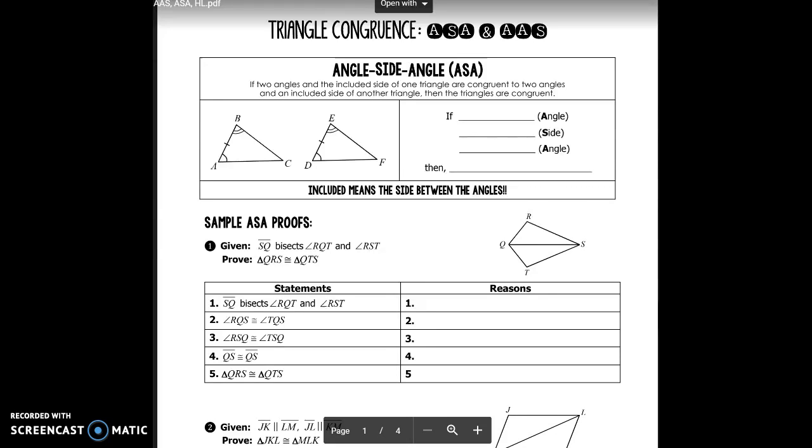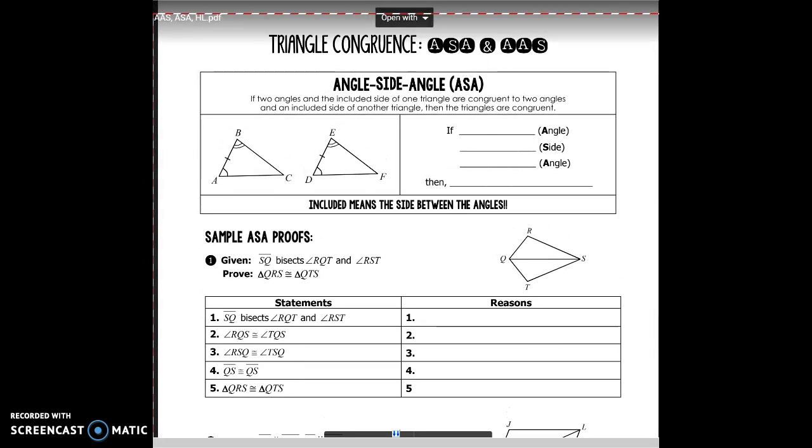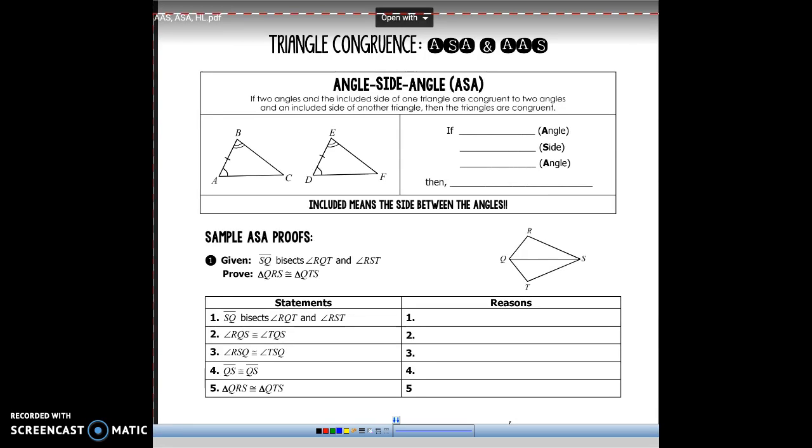Okay, we've looked at proofs with side, side, side, and side, angle, side. Now we're going to move on to proofs with our other three conjectures, which are angle, side, angle, angle, angle, side, and hypotenuse leg. So the first one we're going to look at is angle, side, angle. And remember, this is when you have a side that is directly in between the two sets of congruent angles.